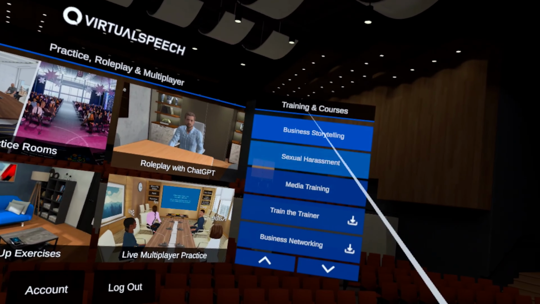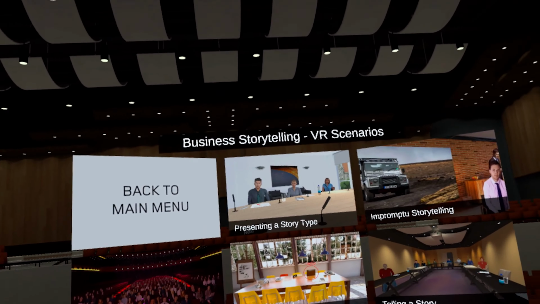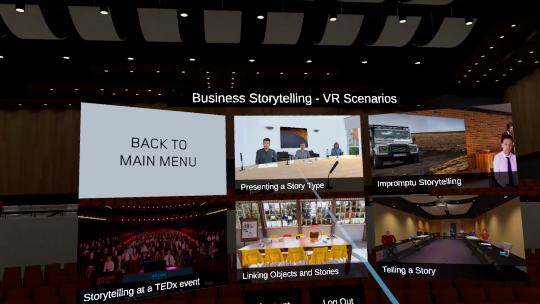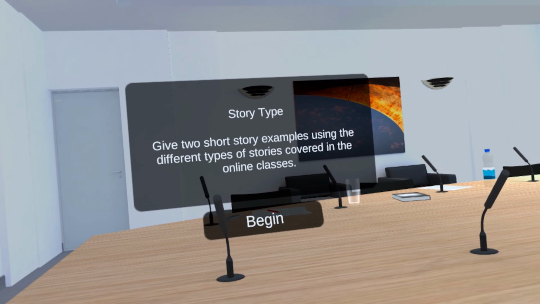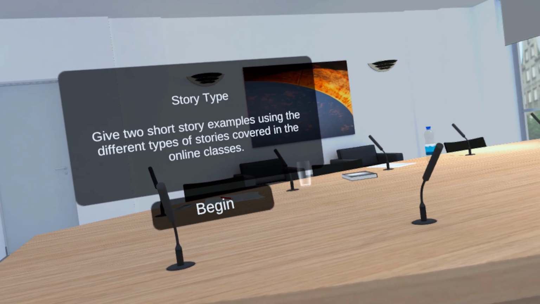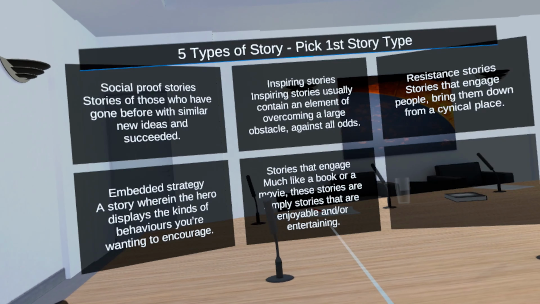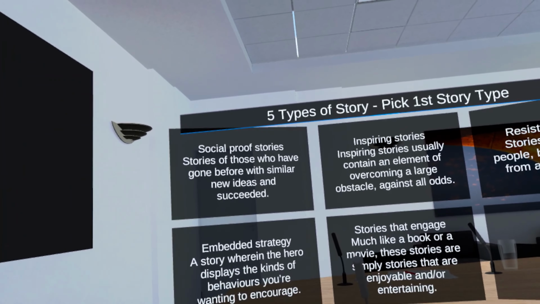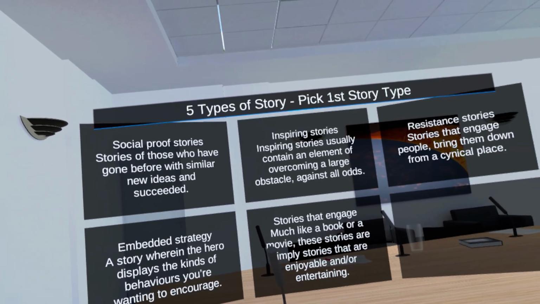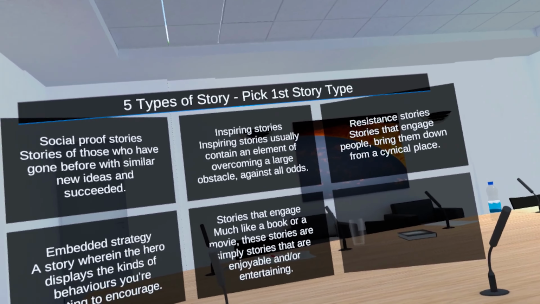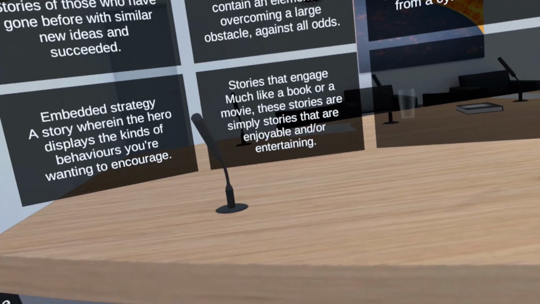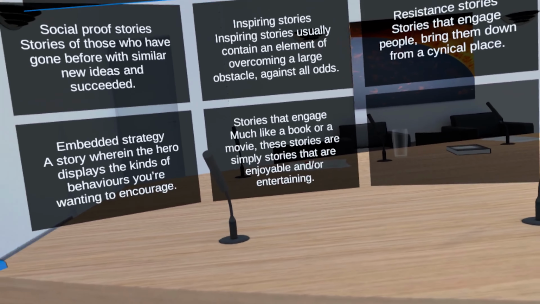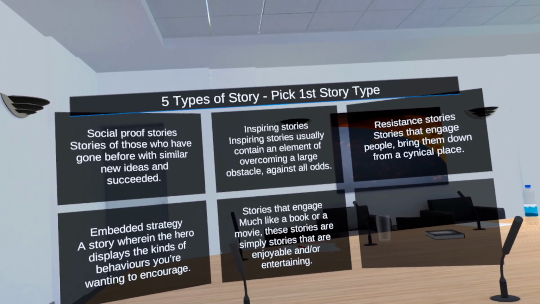All right, so let's do the business storytelling. Business storytelling module, presenting a story type. Awesome. Give two short story examples using the different types of stories covered in the online classes. Okay, so stories that encourage engagement, much like a book or movie. These stories are simply stories that are enjoyable or entertaining.